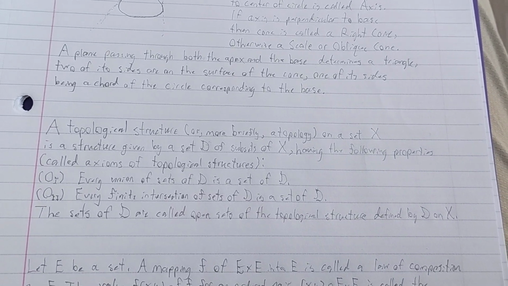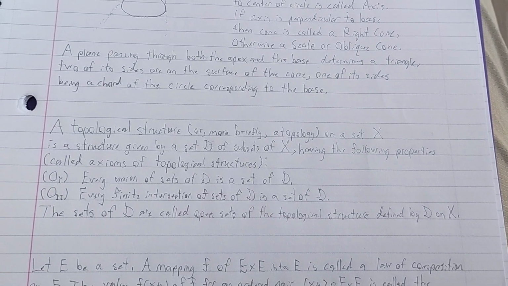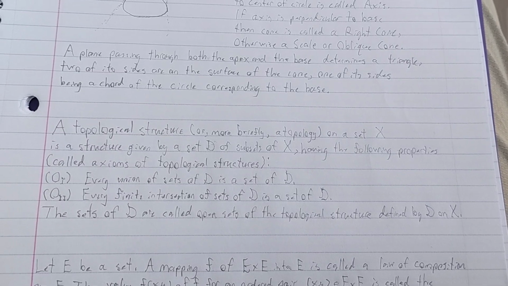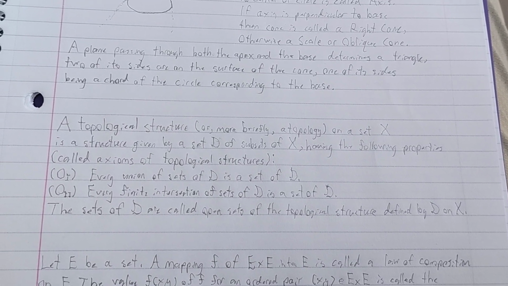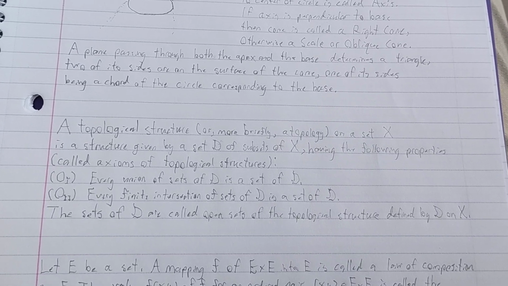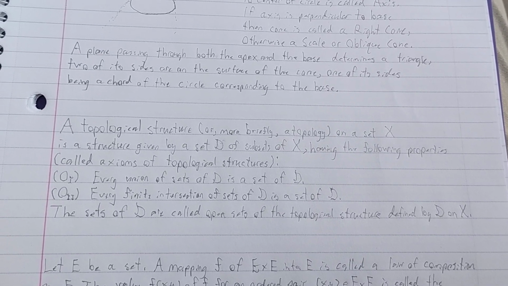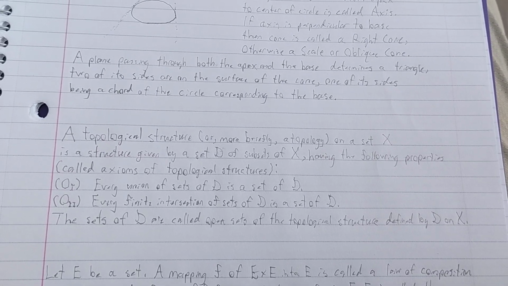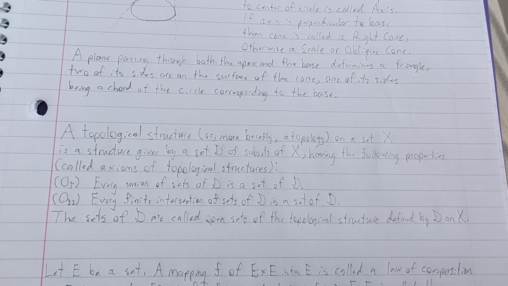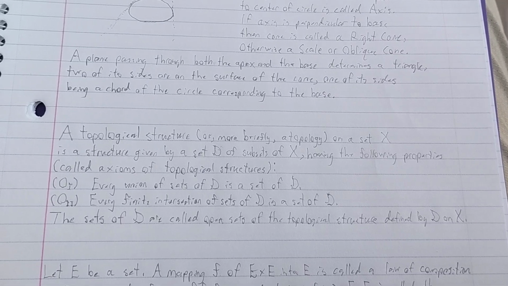A topological structure, or more briefly a topology on a set X, is a structure given by a set D of subsets of X, having the following properties, called axioms of topological structures. 01. Every union of sets of D is a set of D. 02. Every finite intersection of sets of D is a set of D. The sets of D are called open sets of the topological structure defined by D on X.